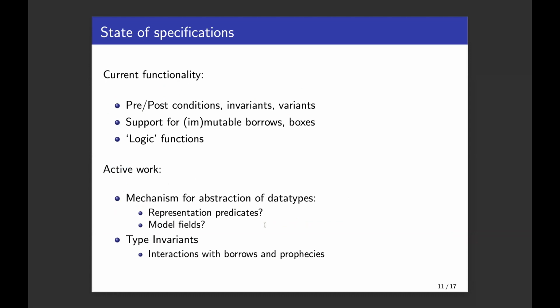So that was a rapid overview of some of our specification language. Currently, we have support for basic pre and post conditions, as well as loop invariants and variant annotations to help prove termination. We can write specifications for code which involves immutable and mutable borrows, as well as box types. We don't support things like Cell or RefCell, so we don't have any support for interior mutability. And we don't currently allow you to abstract over unsafe types, that is types that use raw pointers somewhere inside and do interesting things with them.